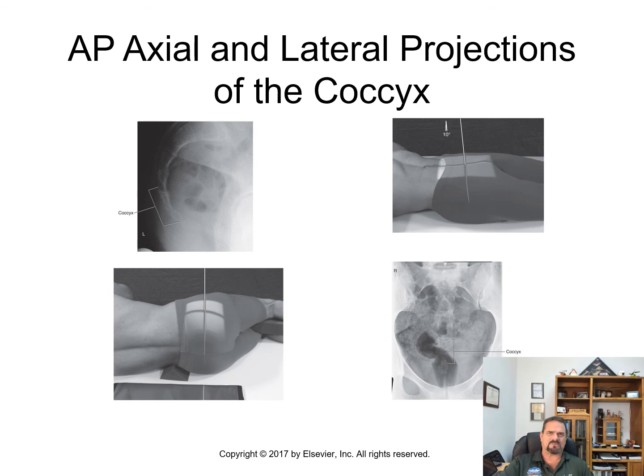All right, so AP axial and lateral projections of the coccyx, that's kind of a hard one to get because there's a lot of tissue that's involved. But notice that we're all the way down to the base of the sacrum, the sacral spine, in order to get the coccyx view. And there's your coccyx view right there. And there's the distance of it. That was the tip.